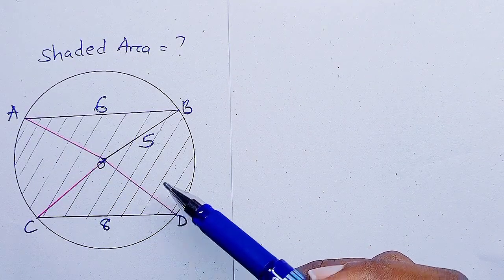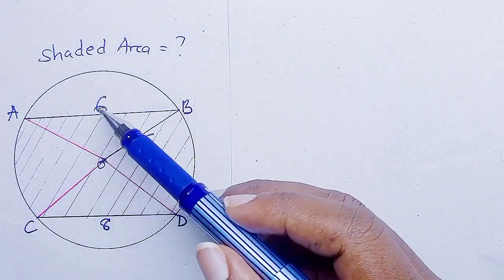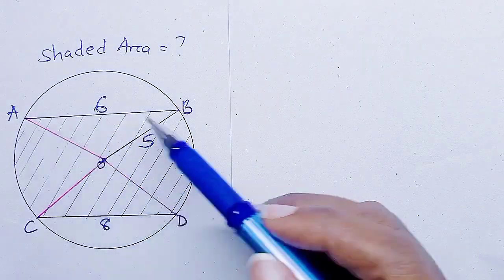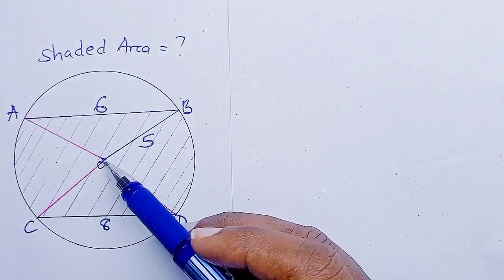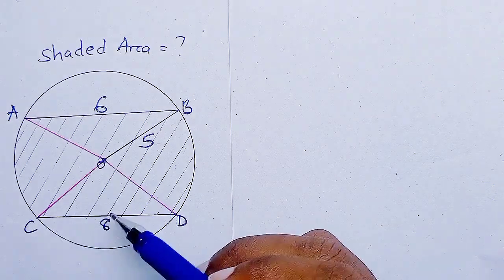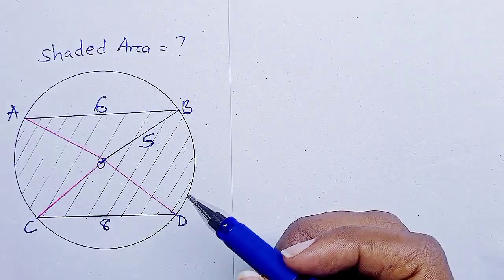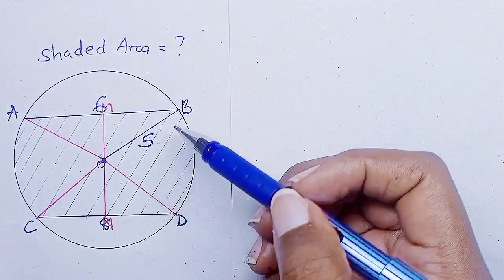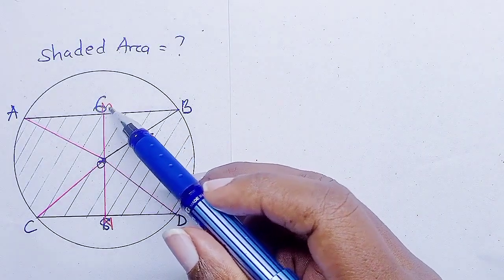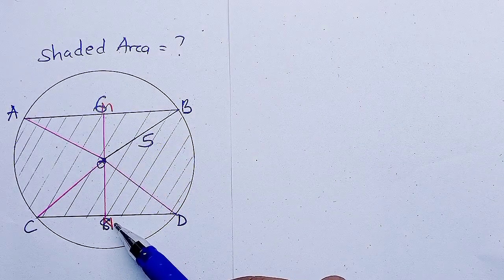Now let us draw a line from point O to a point, say, M, on the line AB, and also draw a line from point O to, say, point N on the line CD. So I've drawn the lines. This is point M, and this is point N.